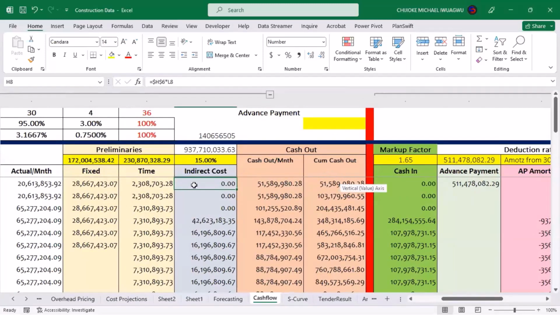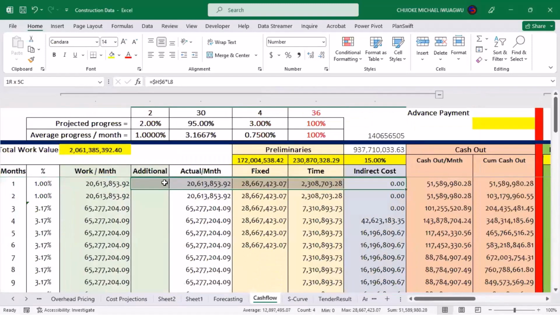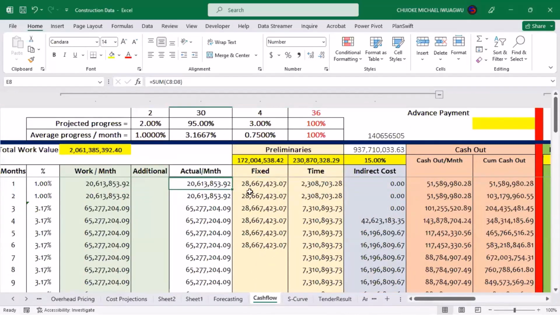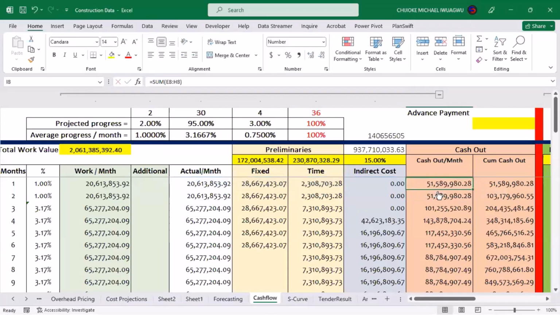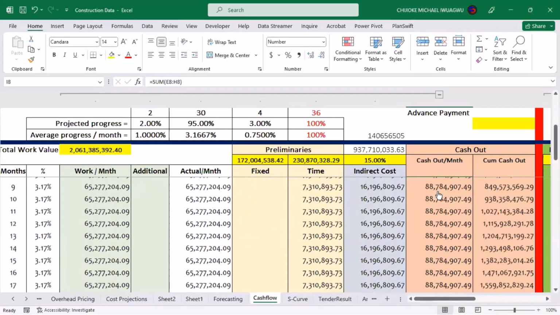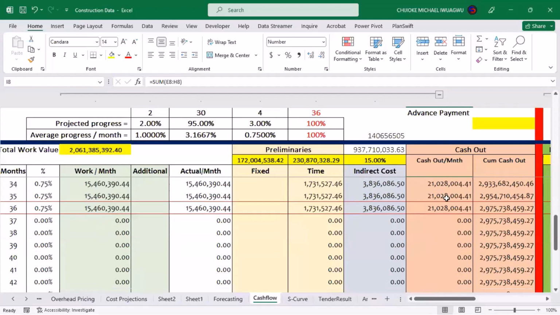Now, this is a summation of all of these things that are happening on each column. So for each month, you go ahead and sum it up. This is the actual that will be taken up in a month, plus your fixed preliminaries, plus your time related preliminaries, and then plus indirect costs that you have, and you will have this one. So if I double click on this place, you now discover that it is a summation of all of them up to this point. Now you drag down and run it all over for all the period of your project onto the end also.